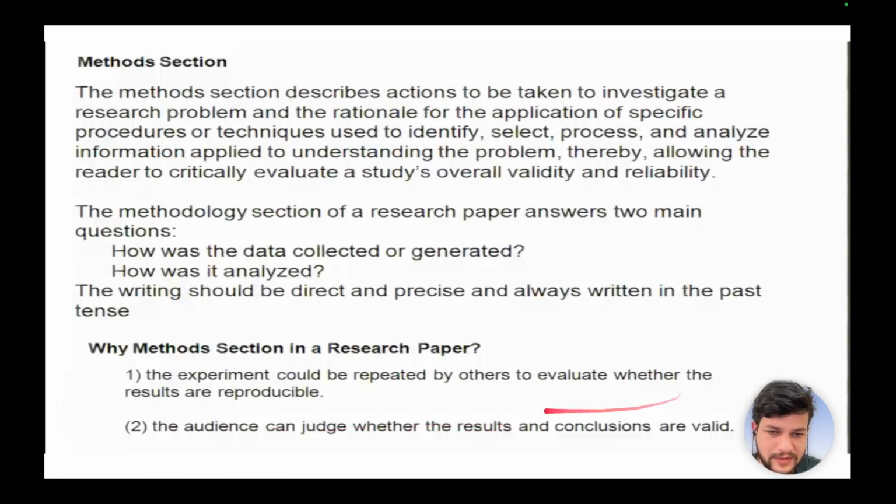The audience can judge whether the results and calculations are valid, because your methodology depicts how your results will come, depending on how you have performed it, so they can expect this type of result. And also for validating, for example, you have given some results, so in the method you have to write which type of positive controls, negative controls, and standards you have taken to generate these results.